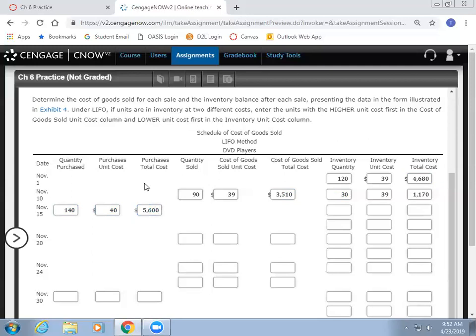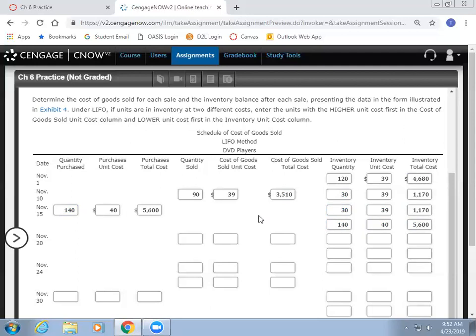And then again, we just need to update our ending inventory. So we carry down the 30 that we had at $39, and then we put in those new 140 at $40, at $5,600. Then we get into the LIFO stuff on the next one when we actually make a sale.